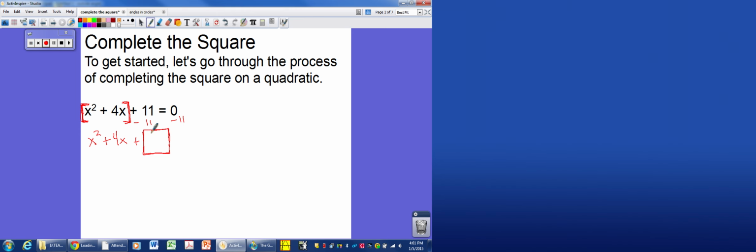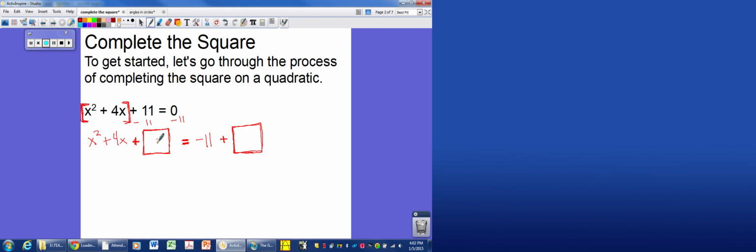And remember the rules of algebra: what you add to one side of the equation, you also have to add to the other side of the equation, in order to balance it out so that you're not actually changing the problem. What you add here, you also have to add there, so you have a balanced equation.